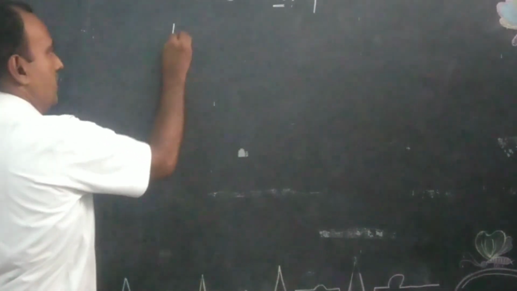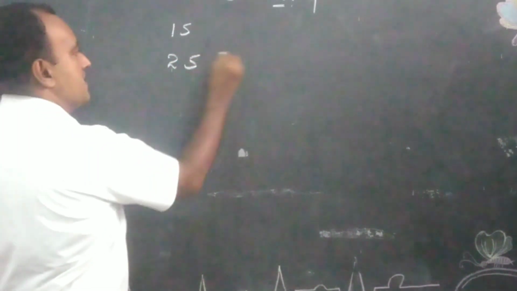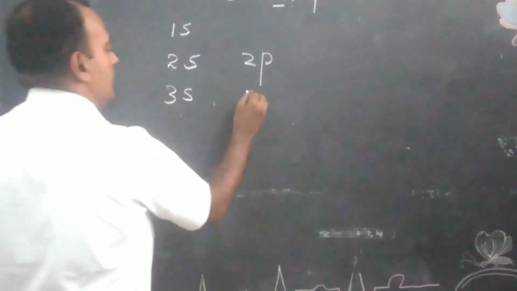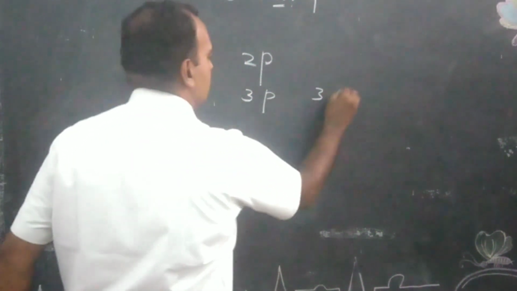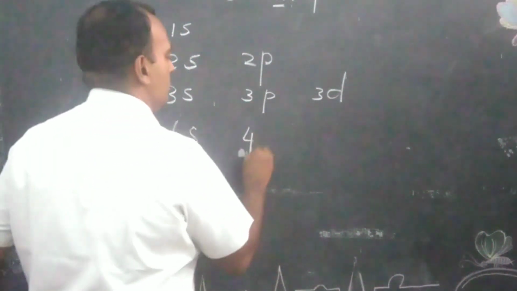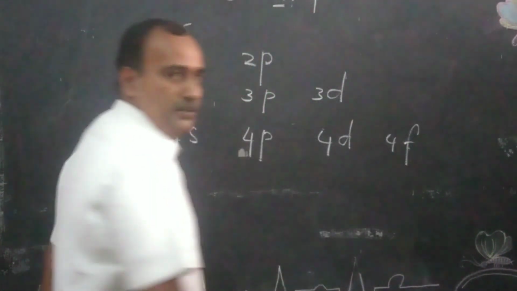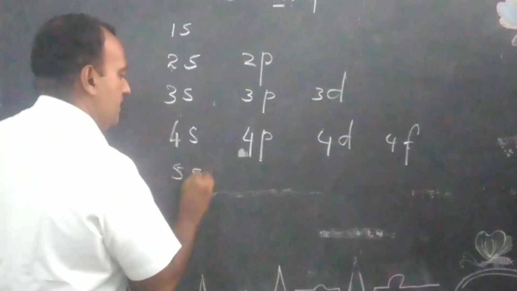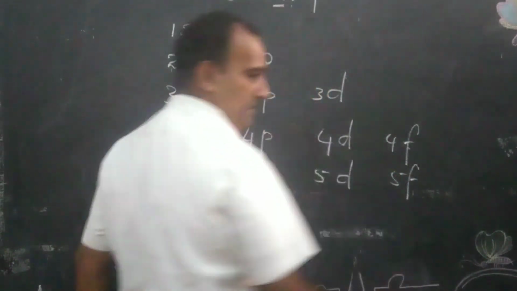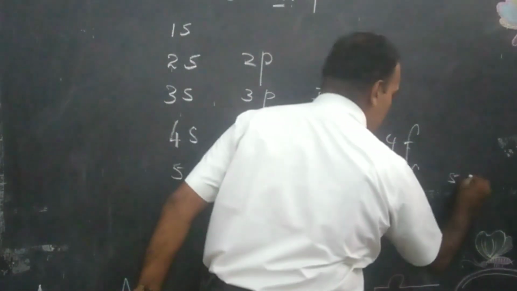The diagram starts with the 1s orbital. We know the first shell has only an s orbital. The second shell has an s orbital and a p orbital also. The third shell has an s orbital, a p orbital and a d orbital also. The fourth shell has s, p, d and f orbitals also. The fifth shell has s, p, d, f orbitals, and even g also.